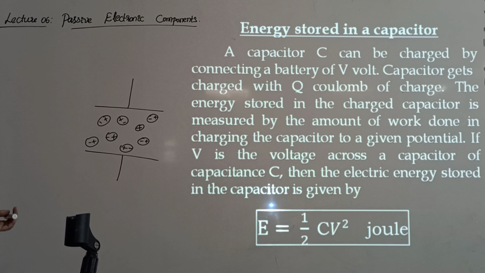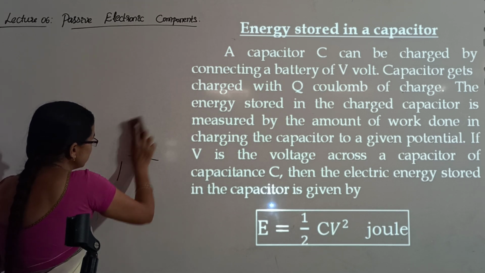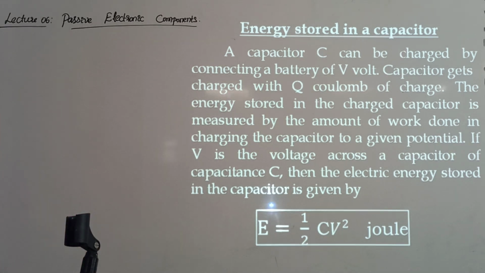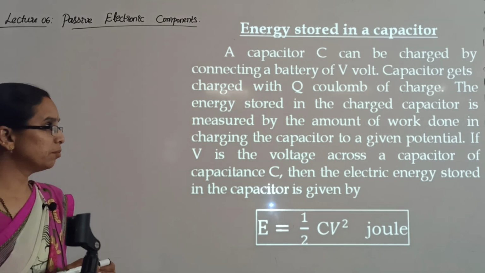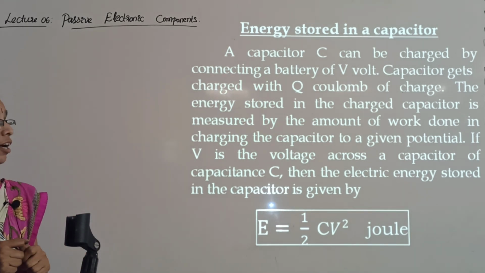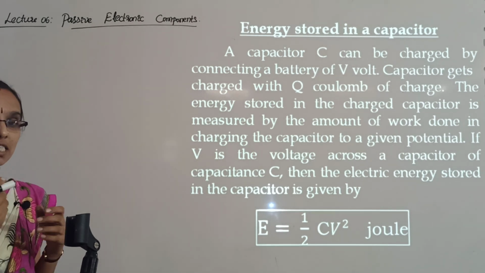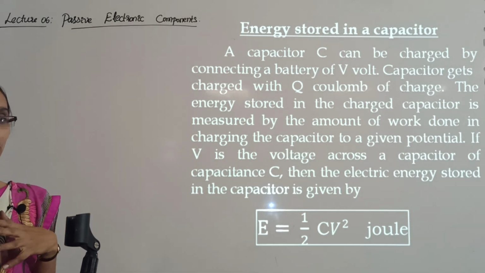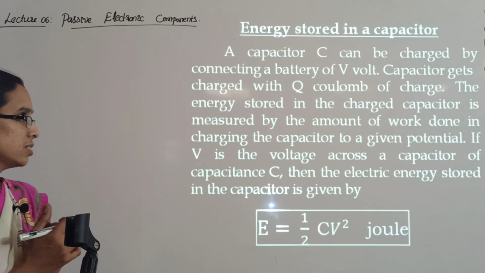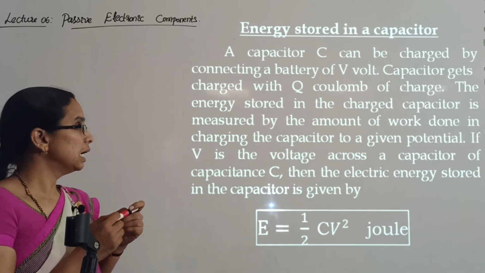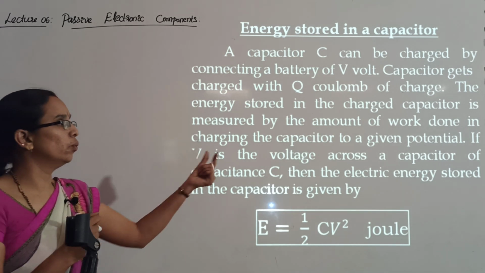Next is energy stored in the capacitor. A capacitor C can be charged by connecting a battery of V volts. As I have already explained, if you want to store electric charges on the plates of the capacitor, you apply a voltage V. The capacitor gets charged with Q coulomb of charge.